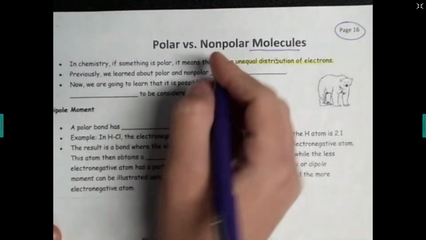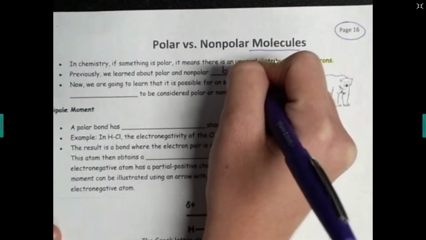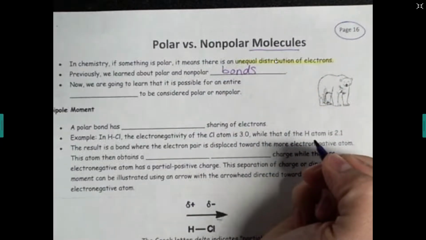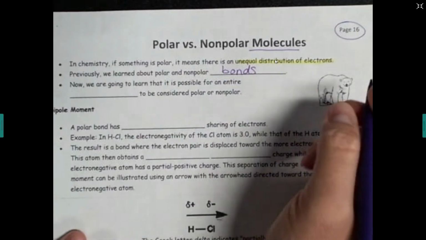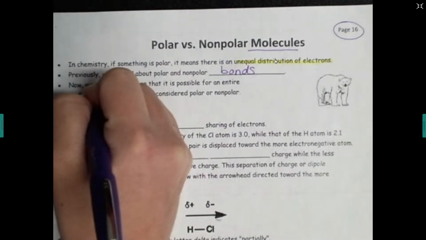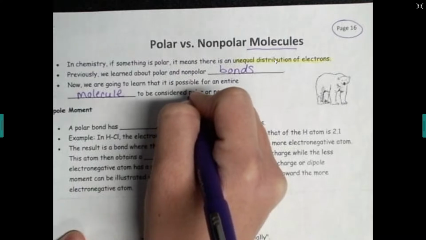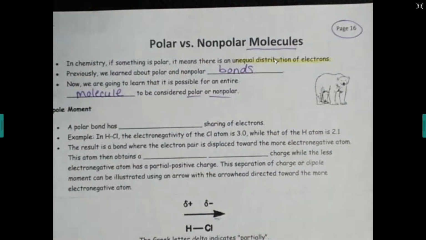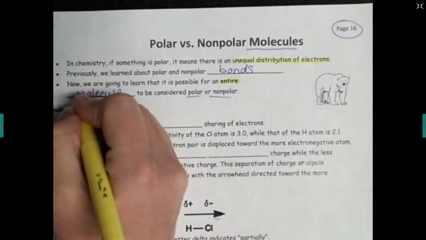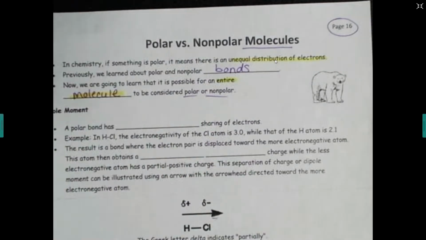Previously, we learned about polar and nonpolar bonds. Now we're going to learn that it is possible for an entire molecule to be considered polar or nonpolar. So an entire molecule, that's what we're learning about today.